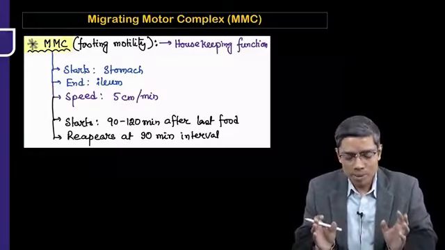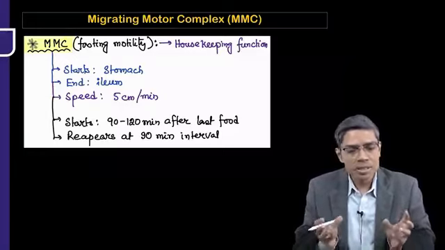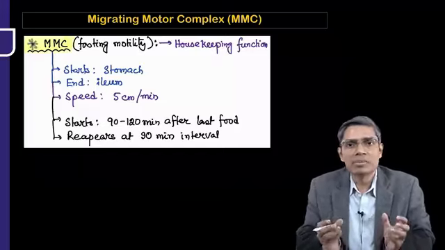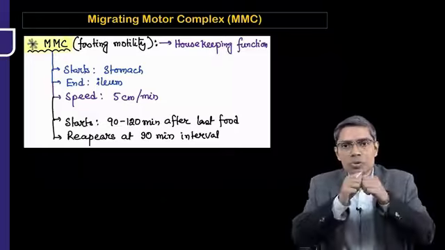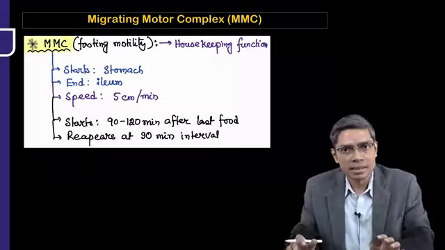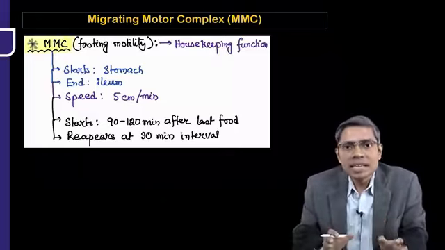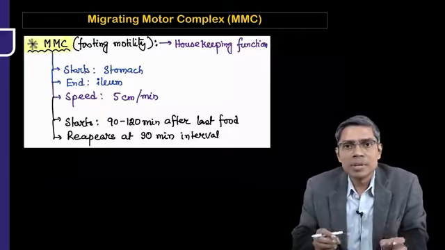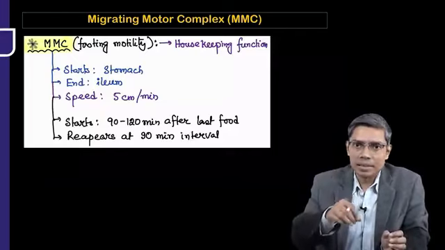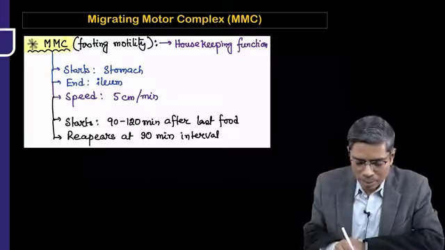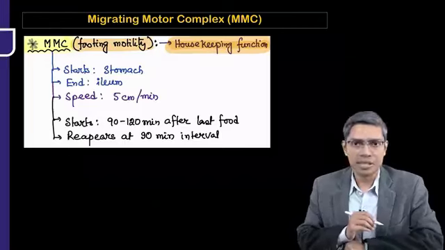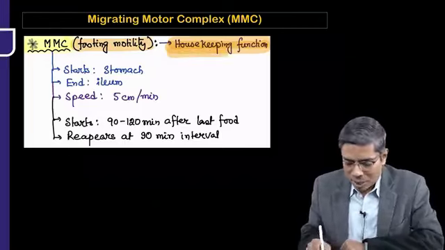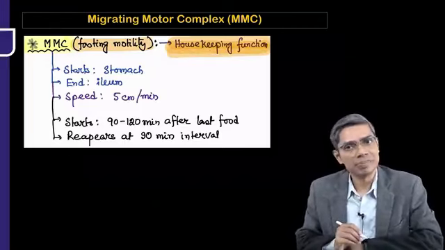Getting my point? After the digestion and absorption of food, a certain amount of food particles, gastric juices and intestinal juices may remain in the GIT. You have to squeeze out all that content. That means it is clearing the GIT. It is preparing the GIT for the next meal. That's why it is said that the migratory motor complex is a housekeeping motility. It is maintaining some housekeeping function in the GIT, right?